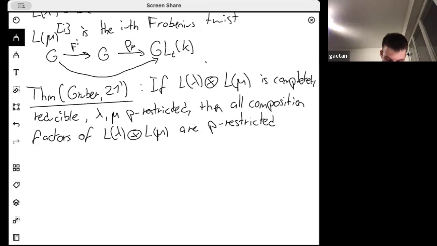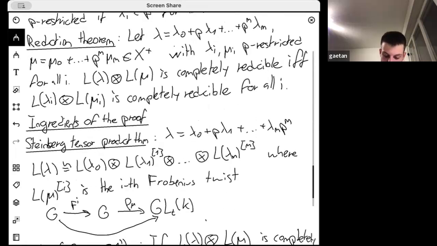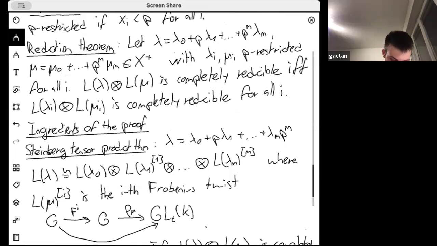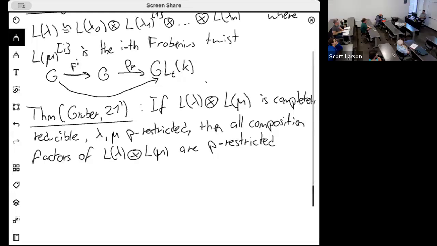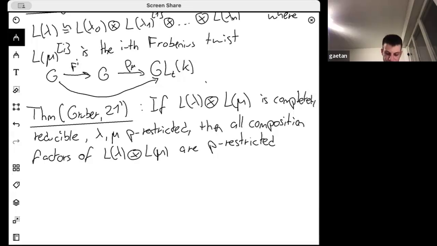And so if I go back to this theorem, this means that whenever we are completely reducible, here in this expression, all the composition factors will also be p-restricted, and so in some sense we are only considering p-restricted stuff, and we are not going from an element which is just a power of p to the next power. It cannot happen because everything is p-restricted, so we are not adding some powers of p. So that's the main ingredients of the proof.